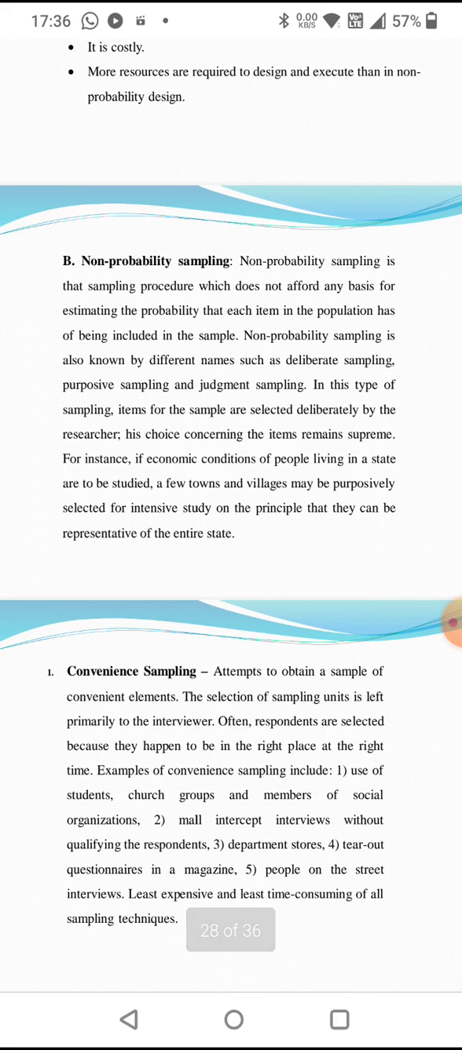Next, coming to non-probability sampling. So these all were probability sampling, right? We have yet to go through the advantages of probability sampling and also the disadvantages. When probability sampling or the types of sampling is asked, you can always go with the advantages and disadvantages of that particular sampling type, right?